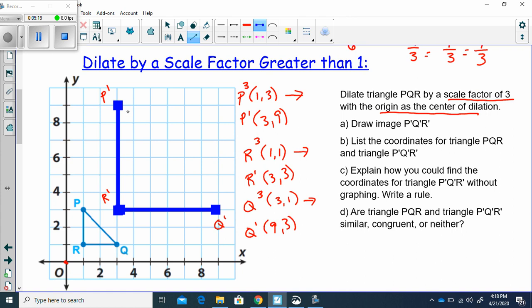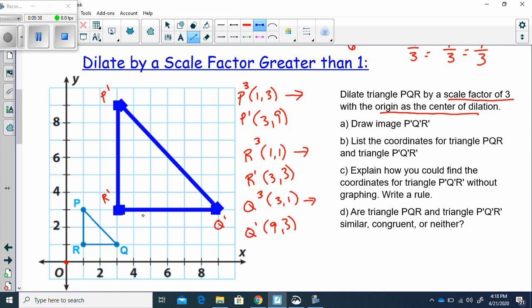This is what your triangle will look like after you have dilated it by a scale factor of 3. Notice your triangle is 3 times as big as it was before. See how this side is 2? 2 times 3 is 6. 1, 2, 3, 4, 5, 6. This side is 3 times the side it was before.